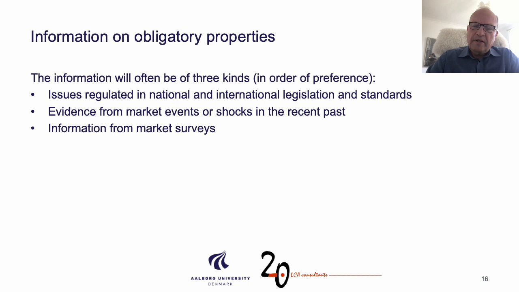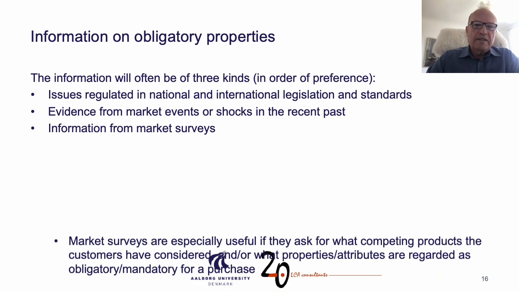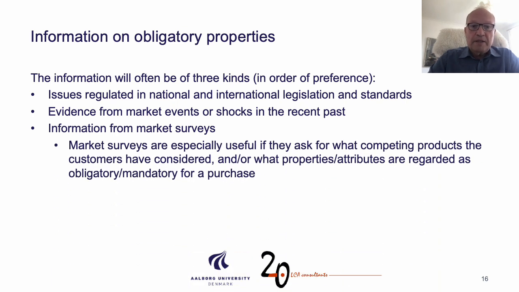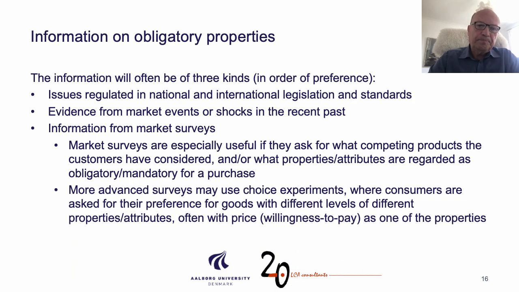We can also find market surveys that supply this kind of information, especially if they also ask for what competing products the customers may have considered or what properties are regarded as obligatory for purchase. More advanced surveys may use choice experiments where consumers are asked for their preference for goods with different levels of different properties, often with price as one of the properties.